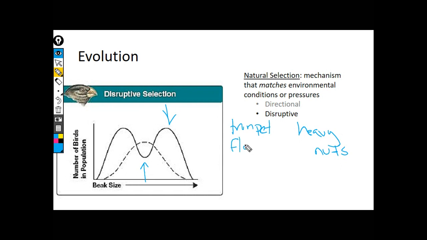trumpet flowers. And these are like the long flowers. I'm stuck with my artwork now. You often see like hummingbirds get into them. You need like the long fiddly beak.